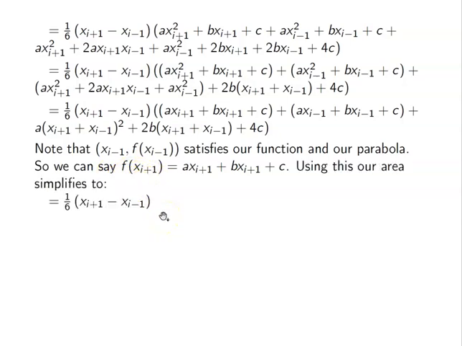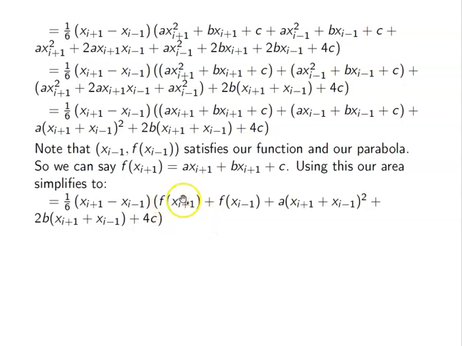And so if I do that for everything, I have my 1/6 in front with this difference of the values. I have my function evaluated at I plus 1, my function evaluated at I minus 1, right? Because it's ax, bx, and c with the I minus 1 terms. And then these stay the same so far. So this is a, this term squared, this is b, this term, and plus c.